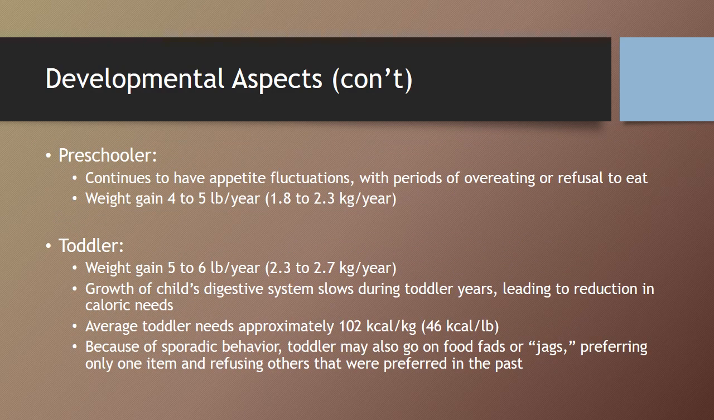All right, so going on to a preschooler, the preschooler will have appetite fluctuations. So they'll have periods where they're overeating and then some periods where they don't want to eat at all. Weight gain about 4 to 5 pounds per year.